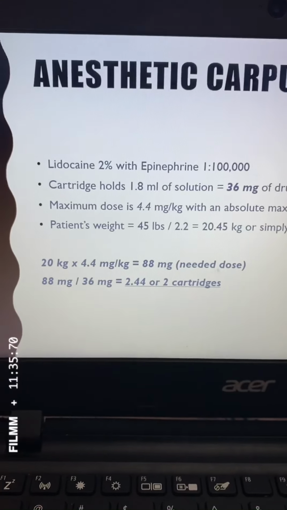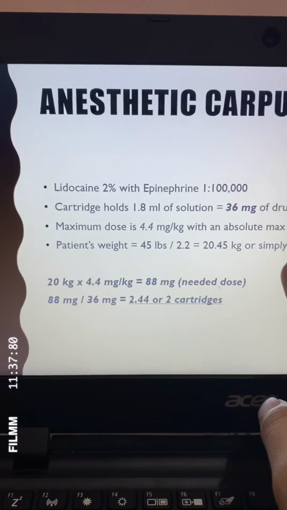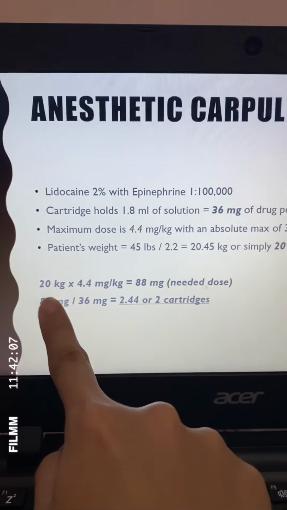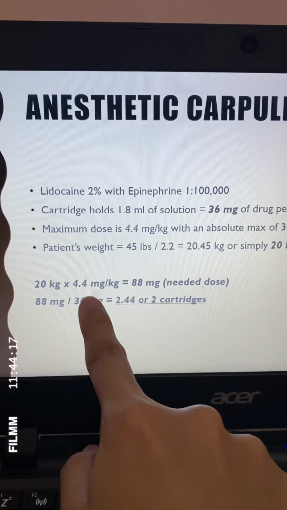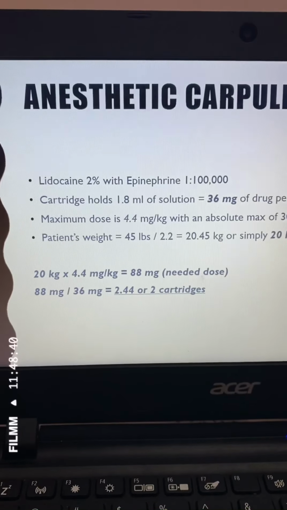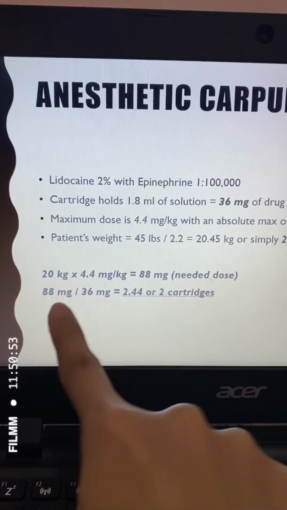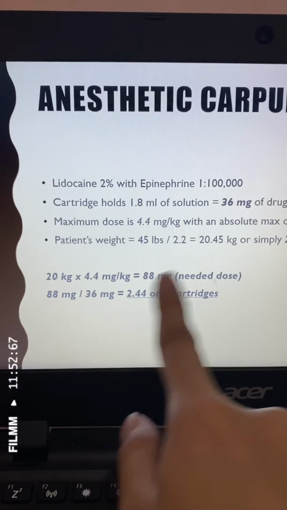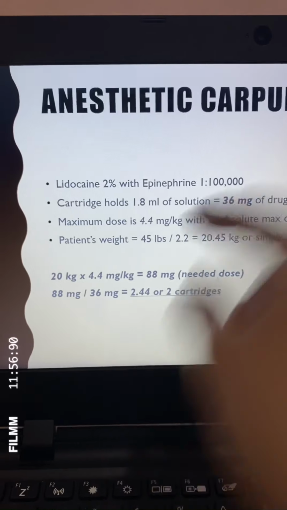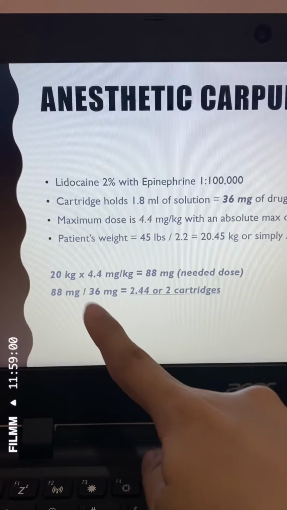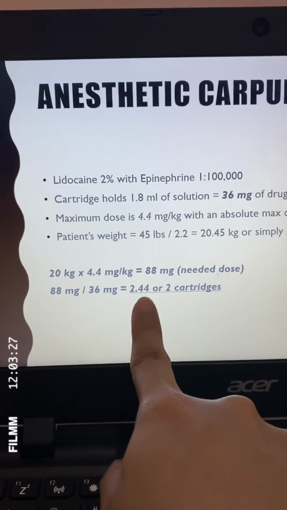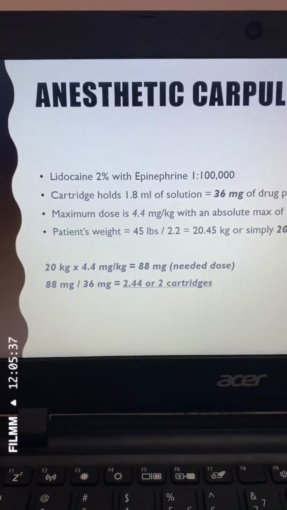So now we need to compute. We get the child's weight, which is 20 kilograms, times 4.4, which is the maximum dose, and it is equal to 88 milligrams. It is the needed dose. So 88 milligrams divided by the drug per carpule, which is 36 milligrams, is equal to 2.44 or 2 cartridges.